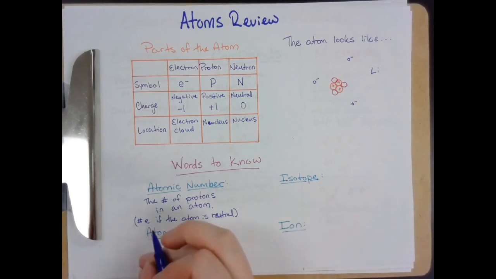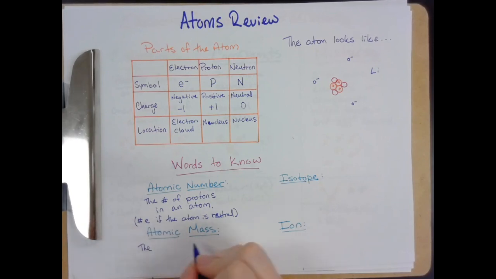So if I ask you for the number of protons, that is the atomic number. Okay? Atomic mass is the average mass of all the isotopes of the atom. So the average mass of all the isotopes of an atom.